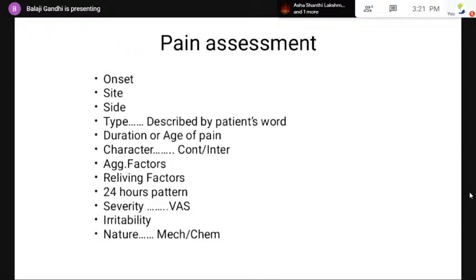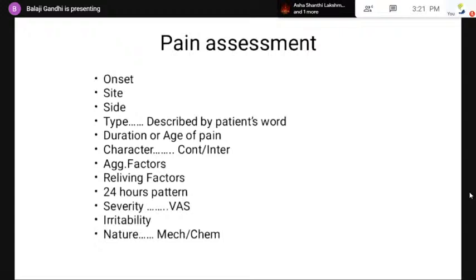So it depends on the nature of the pain, whether it's a mechanical pain or a chemical pain. So we'll see the articular neurology part. This articular neurology, even in the last class we explained all these things. So I'll give a little bit of a refresher about that articular neurology.